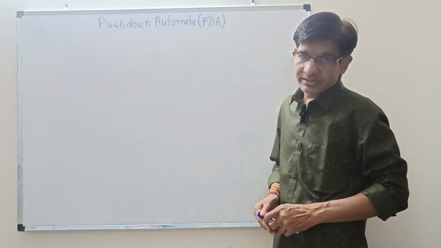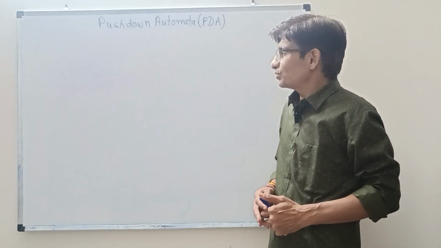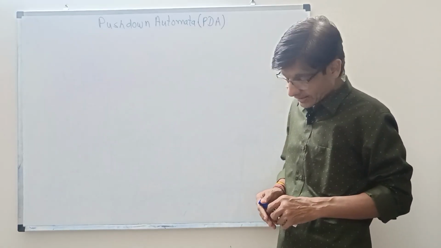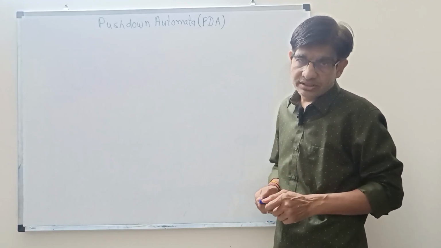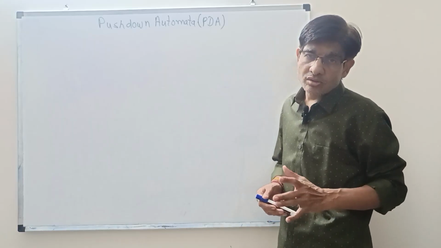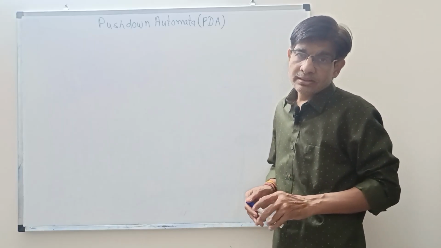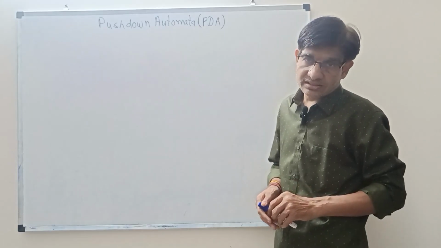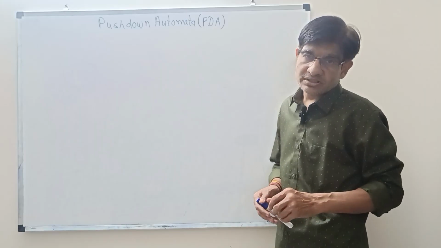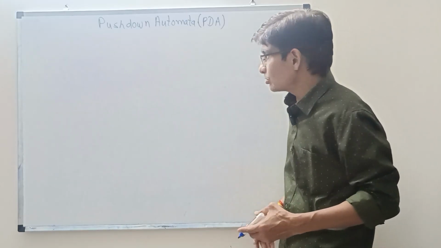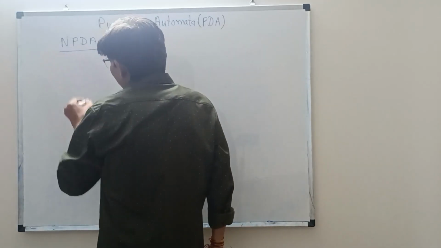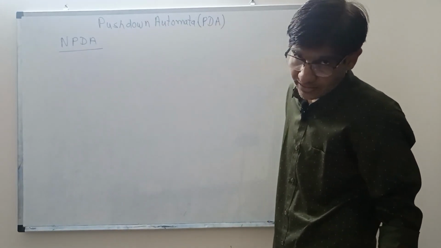So in this video, we will discuss another kind of pushdown automata, which is known as non-deterministic pushdown automata. If you can remember, in the last video, we discussed some examples of pushdown automata, and all of our examples were kind of deterministic. And in this lecture, we will now discuss non-deterministic PDA, which is also known as NPDA. So we will discuss this NPDA, non-deterministic pushdown automata, here.